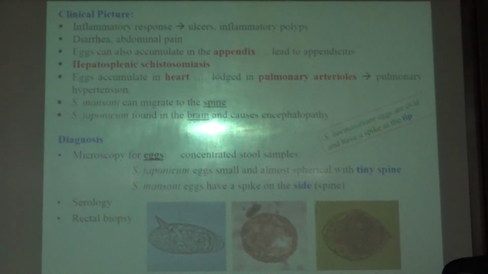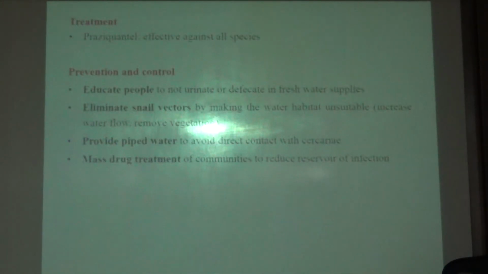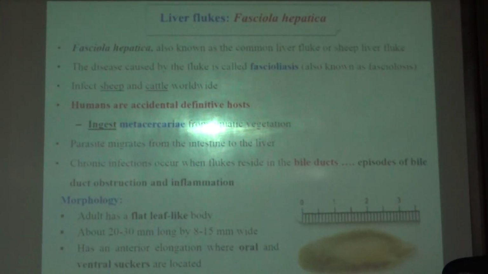Now, if you see the pictures, Schistosoma haematobium eggs are oval and have a spike at the tip. Mansoni has a spike on the side. So this is how we differentiate these Schistosoma species. Praziquantel is effective against all species. Prevention and control are the same.